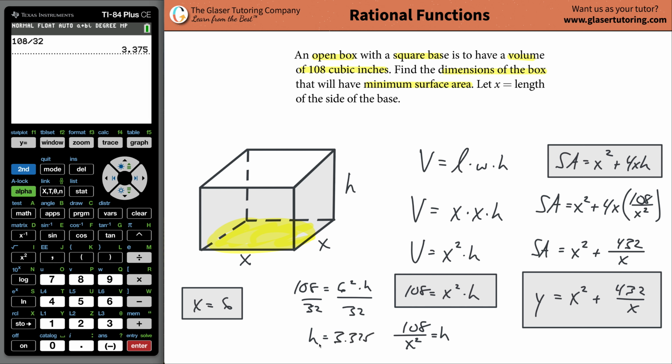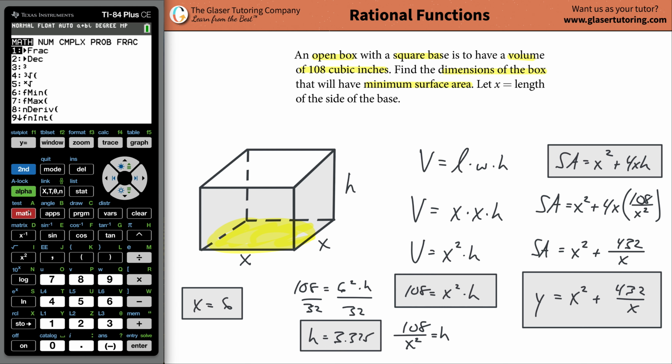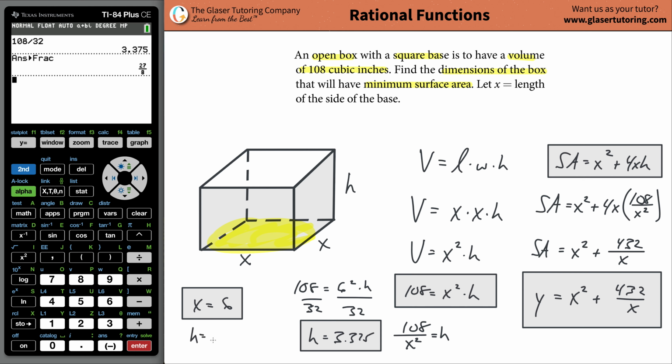3.375. You can convert that to a fraction if you need to, and you can do that with your calculator. Go to math, hit number 1, frac, and it's going to take your answer and convert it into a fraction, 27 over 8. So that's what you can have there. I'm just going to leave h as 3.375. And those are the dimensions of the box that give a minimum surface area.